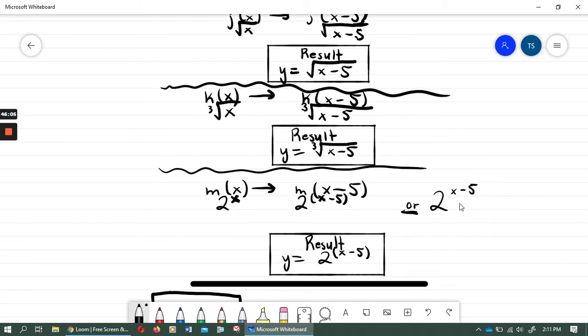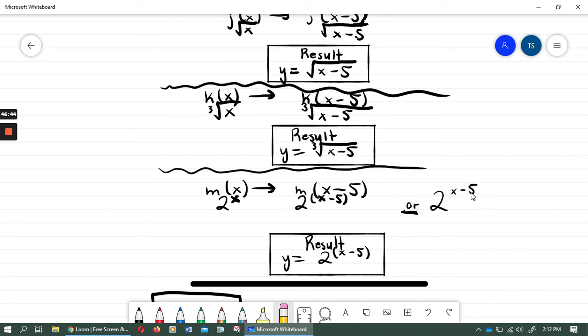I suggest you write it with the parentheses, especially if you're somebody who writes really big. If you write really big, it might be hard for somebody to tell whether or not your minus 5 is actually a part of the exponent. If you're going to write it like this, then I suggest you write it using parentheses, okay? Because if you write it big like that, we can't tell that you're writing something as part of the exponent.